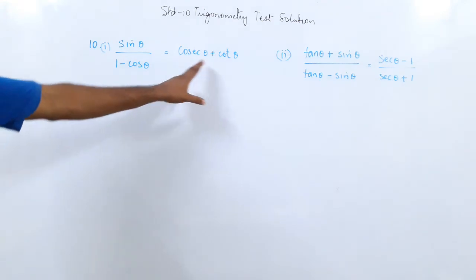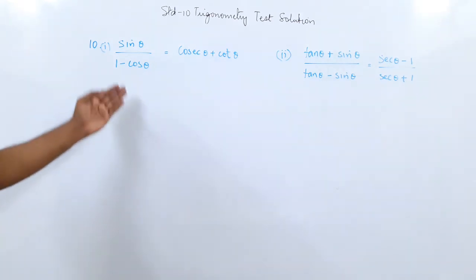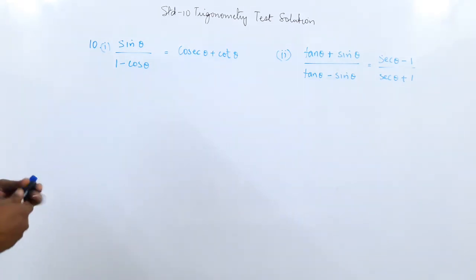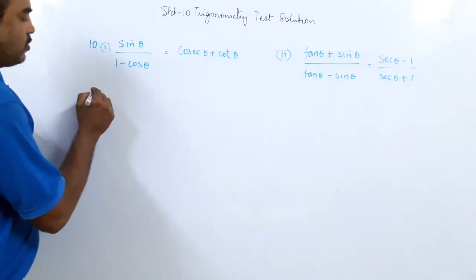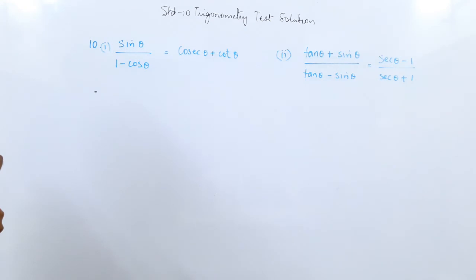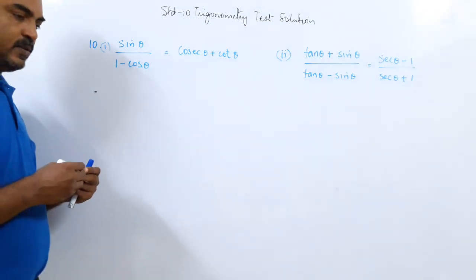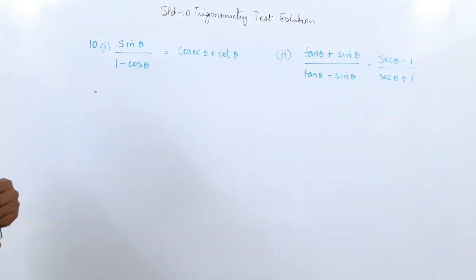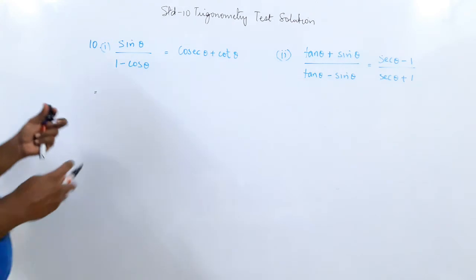So here you have to convert things into cosec and cot, and here it is given 1 minus cos theta. So what you can do here is from chapter number 1. We learned about conjugates, right? What are conjugates? We learned in the chapter real numbers. If a minus b is a number, then a plus b is the conjugate. So we use the same technique here.